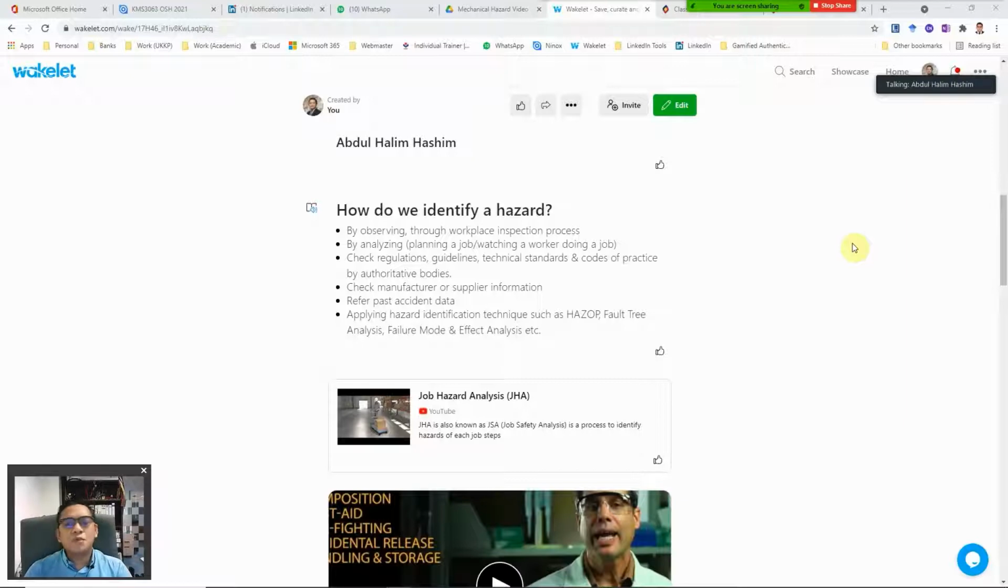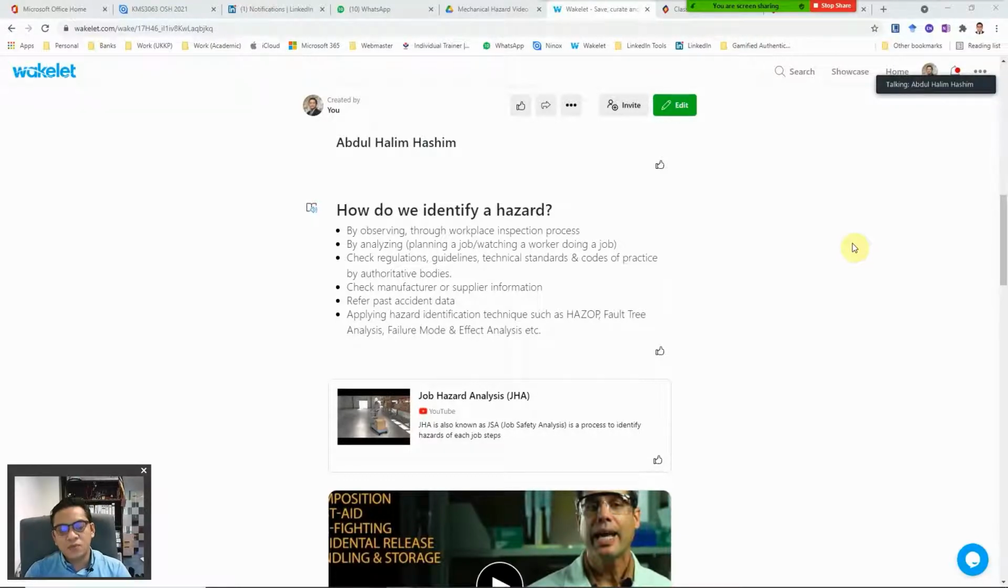But we can always do the informal ways, which is just walking around. If you are at your home, you can just walk around, from your dining hall to your living hall, and then go to the rooms and to the toilets and all the places in your house, and trying to look for hazards that exist.